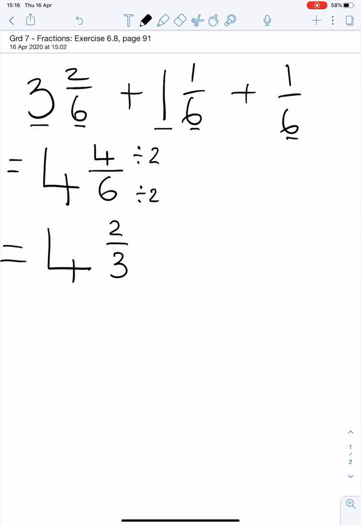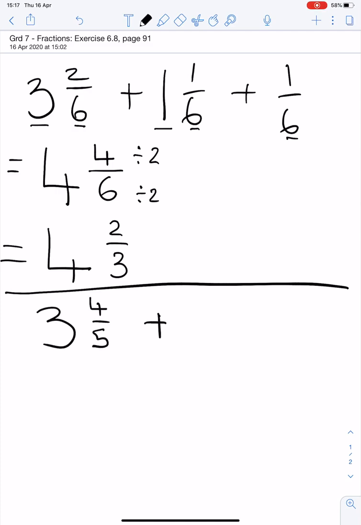Example 2 is 3 and 4 over 5 plus 2 and 2 over 5. Once again, we will add our whole numbers first. 3 plus 2 is 5. Our denominators are the same, so we can add our numerators. 4 plus 2 is 6, and they are fifths.